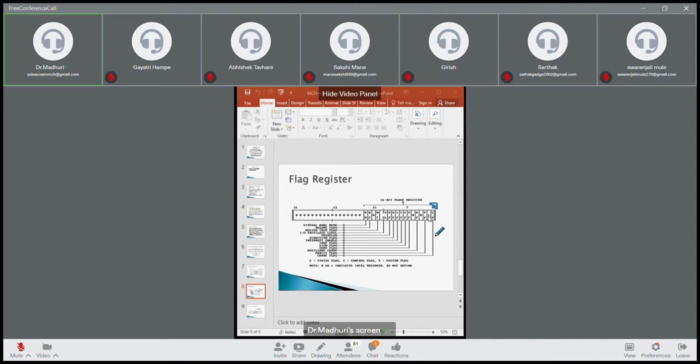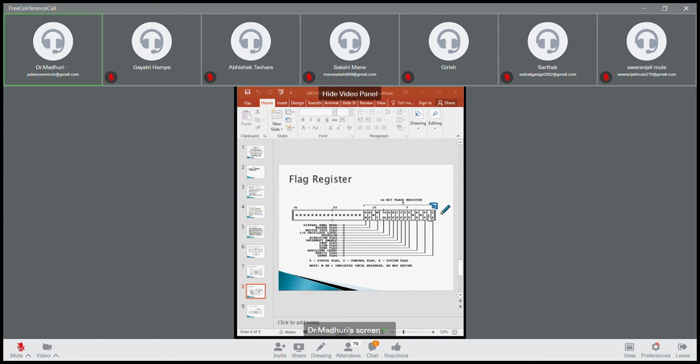Okay, so the carry flag will be set after the execution of an arithmetic instruction when there is a carry or a borrow. I think you know carry and borrow. Whenever a carry or a borrow is generated, this flag will be set. Otherwise, it is simply reset.